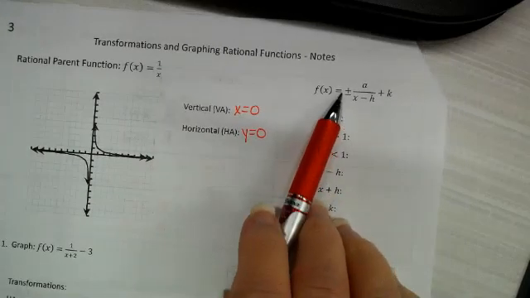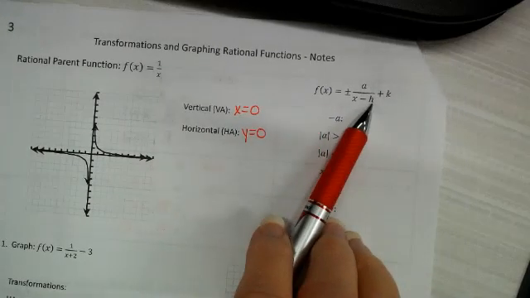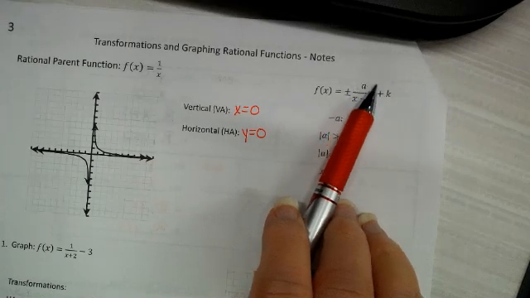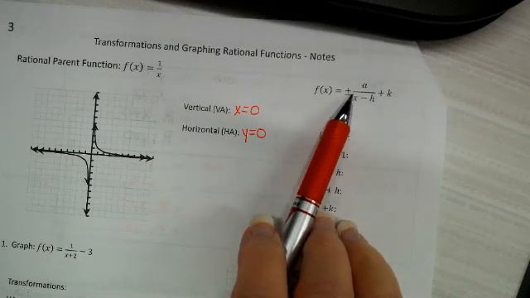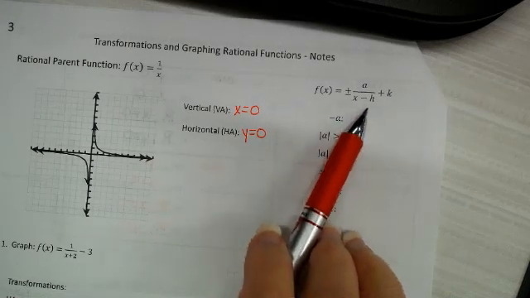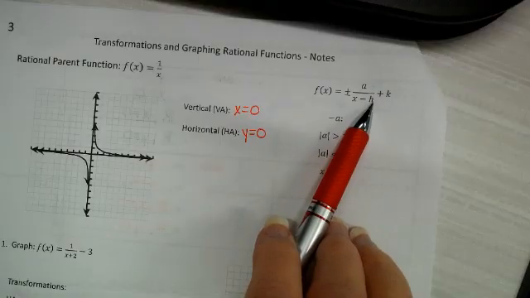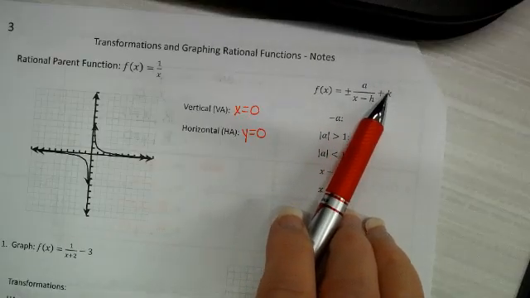Now over here, I've written an equation for what it might look like. The numerator is going to be your a value. It could be positive, it could be negative. The denominator is going to have your h, and the outside is going to have your k.